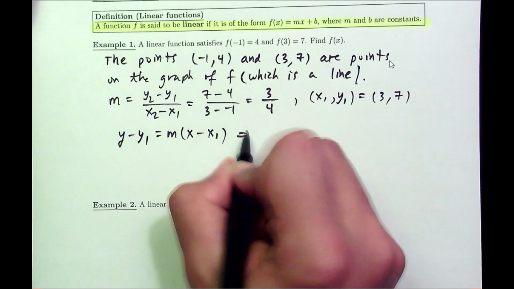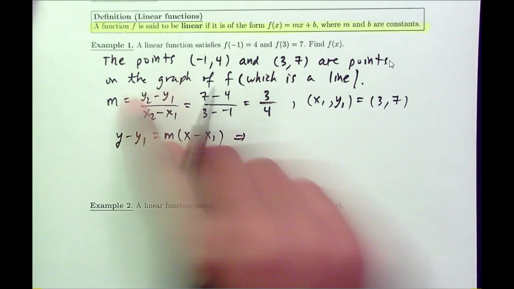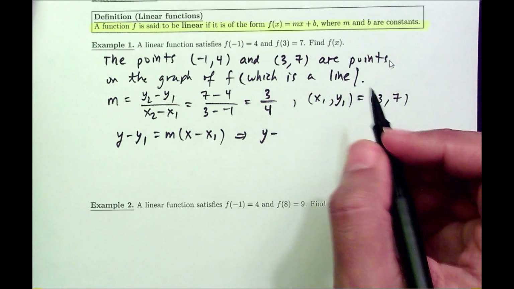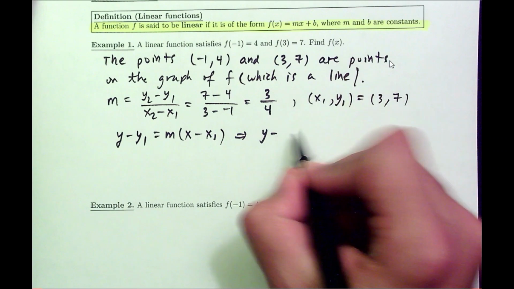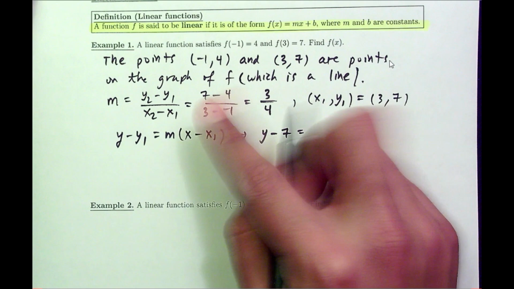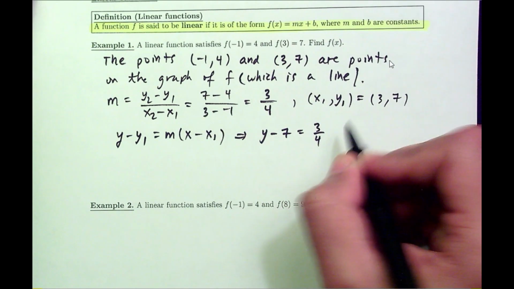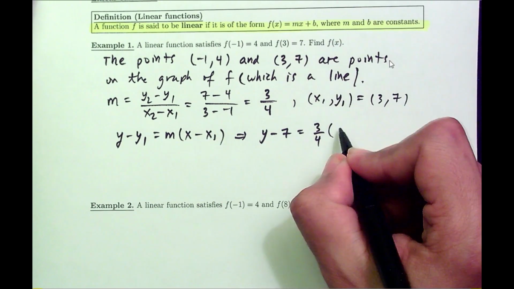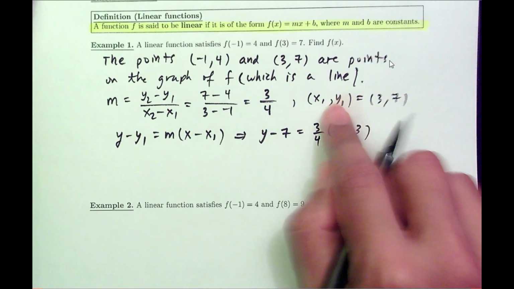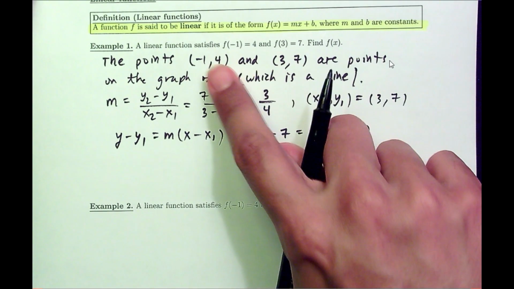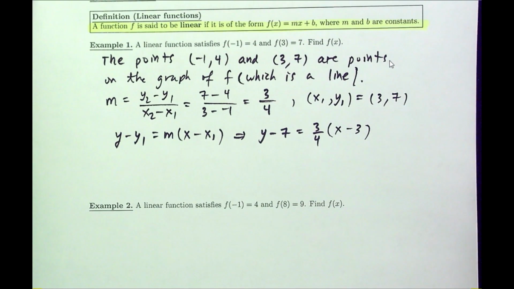So plugging that in, I'm going to get y minus y1, which is 7, equals m, which is 3/4, times x minus x1, which is x minus 3, because I'm using that point. Again, you don't have to use this point. You could have used this one. It doesn't really matter what x1 and y1 stand for. It could be any point.